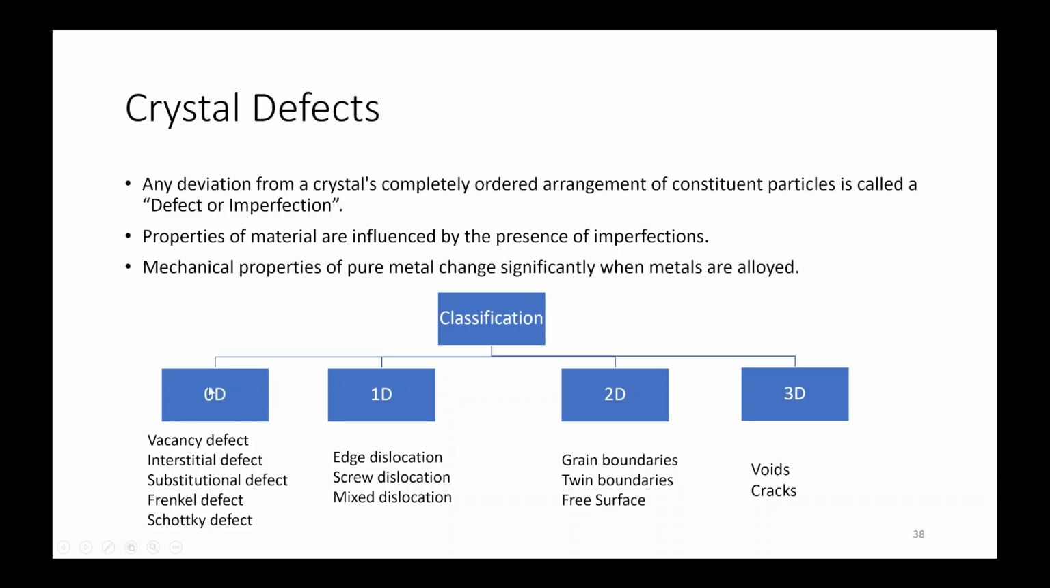In case of zero dimensional, it can be vacancy defect, interstitial defect, substitutional defect, Frenkel defect, or Schottky defect. These last two are found in ionic solids. And 1D can be edge dislocation, screw dislocation, or mixed dislocation. For 2D, these can either be grain boundaries, twin boundaries, or free surface. In case of 3D, these will be voids or cracks.